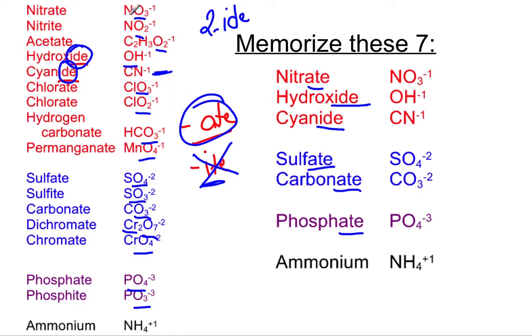You just have to know that nitrate is 1 nitrogen and 3 oxygens. Sulfate is 1 sulfur and 4 oxygens. Carbonate is 1 carbon and 3 oxygens, and so forth. So you just kind of have to just spend some time memorizing them.